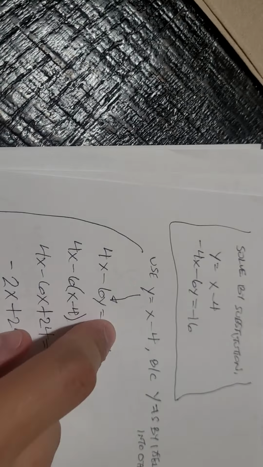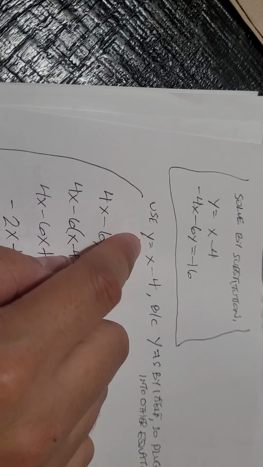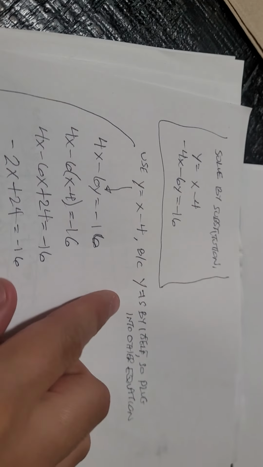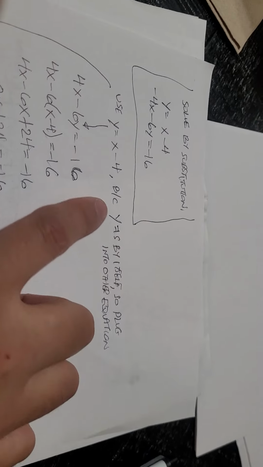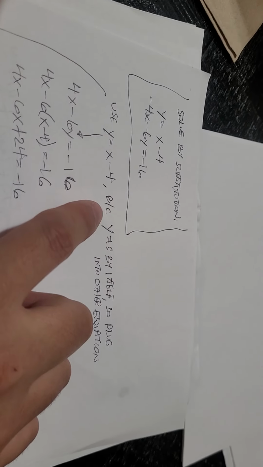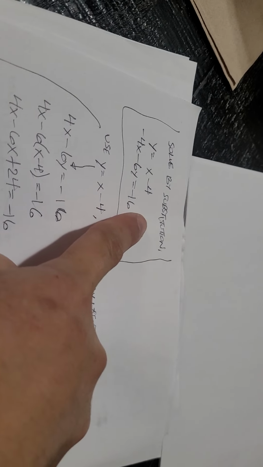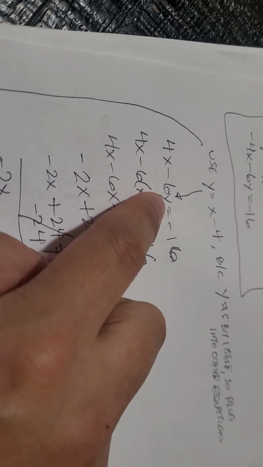So what we're going to do is use the fact that I have y equals x minus 4. I'm doing this specifically because it is by itself. Now, whenever you do substitution, you're going to plug it into the other equation. So this is from the first equation, so I'm going to put it into the second equation. My second equation is 4x minus 6y equals negative 16. So I'm going to put this in for the y.